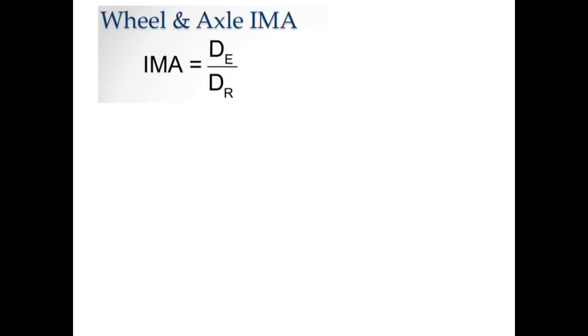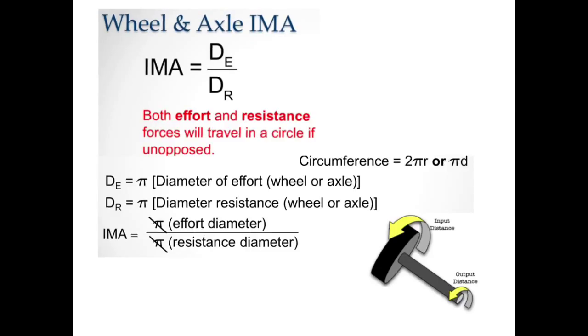To find the ideal mechanical advantage for a wheel and axle, it's going to be found the same way as you've been doing the other simple machine ideal mechanical advantages. We're looking at our distance effort over distance resistance. With the wheel and the axle, both your effort and your resistance forces are going to travel in a circular direction. Right? And they're also attached to each other, so they're going to be traveling at the same speed. The distance that each one of these travels is going to be their circumference. Remember, circumference is either 2 pi r or pi d.